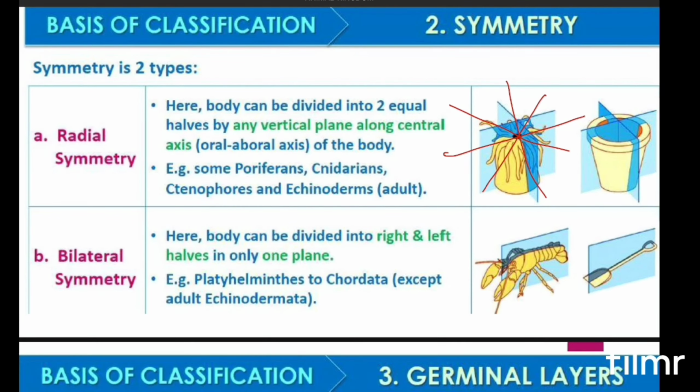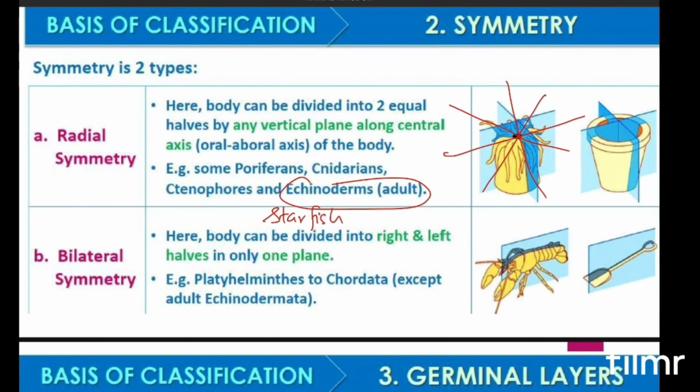Most of the poriferans are asymmetrical and some are obeying radial symmetry. Some poriferans, some Cnidarians or the Coelenterata, some Ctenophores, that's the jellyfish category, and echinoderms. Here also one thing you have to remember. Echinoderms, that's actually the category of starfish, right?